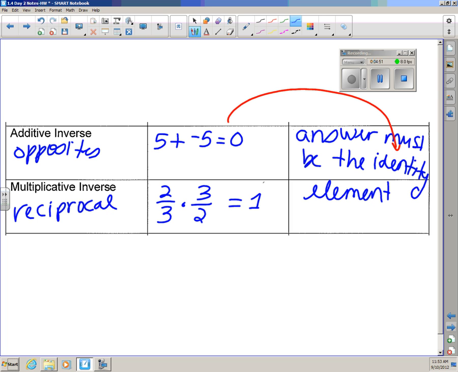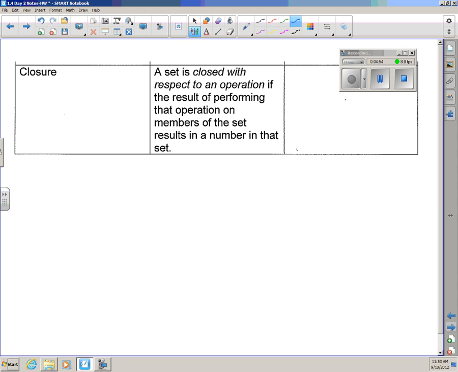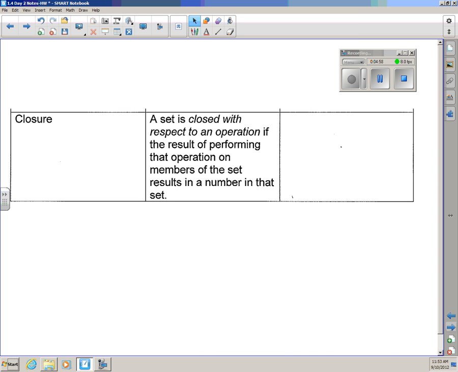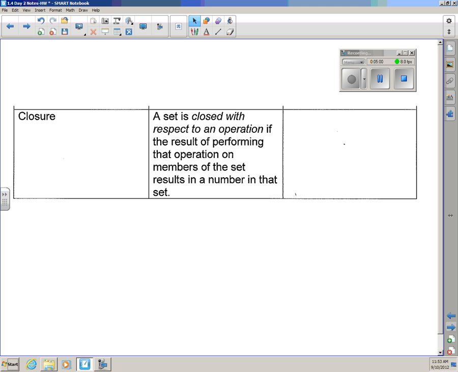The last thing that we have is something called closure. It's always a little bit tricky to explain, but it shouldn't be so difficult. A set is closed with respect to an operation if the result of performing that operation on members of the set results in numbers of that set.